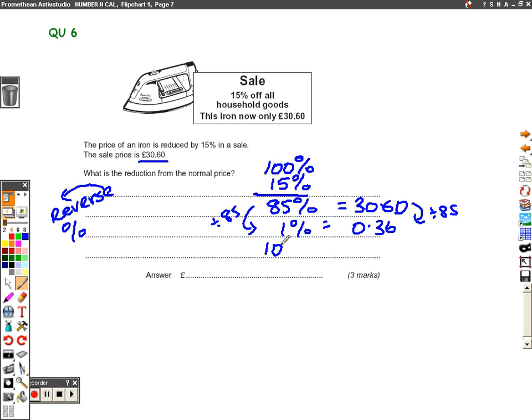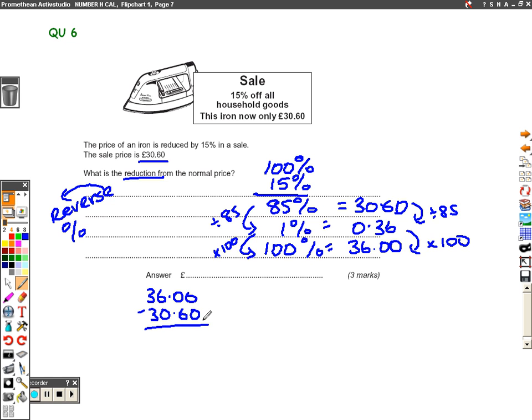You want to take it back up to 100%, so times by 100. Do the same here, times by 100, to give you £36. Now, that's not your answer because it asked you what was the reduction. So 36, subtract off your £30.60 to give you an answer of £5.40.